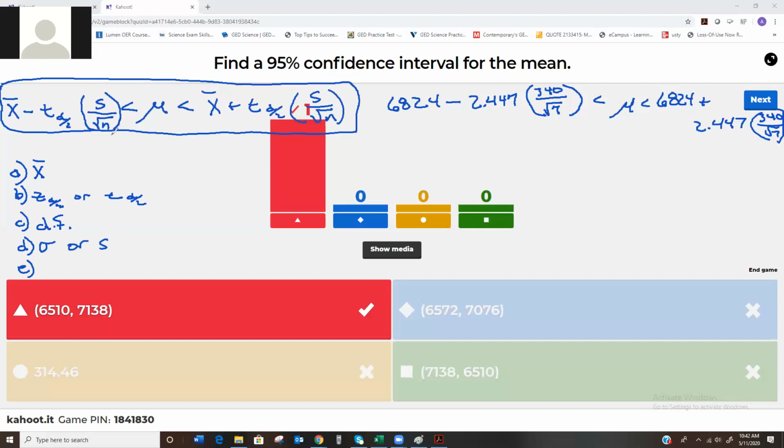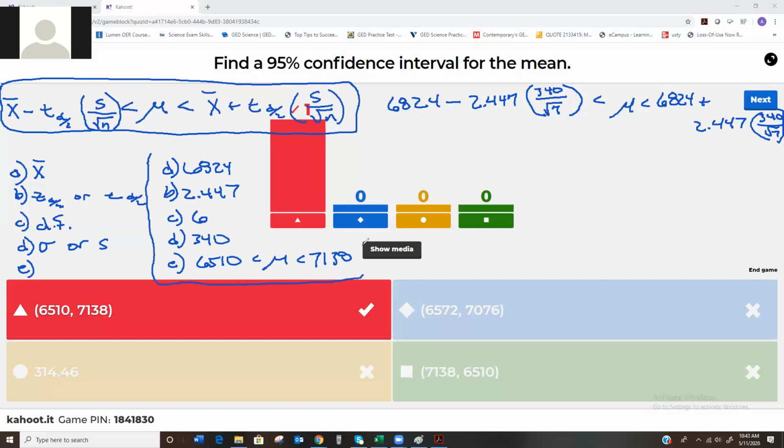So for this one, you would want to look for the one that said 6,824, 2.447. Degrees of freedom would be what? 6. 6, yep. And then D, the S or sigma, would be 340. And then your final answer would be 6,510 is less than the mean, is less than 7,138. So you would want to look for this as the choice that you pick.